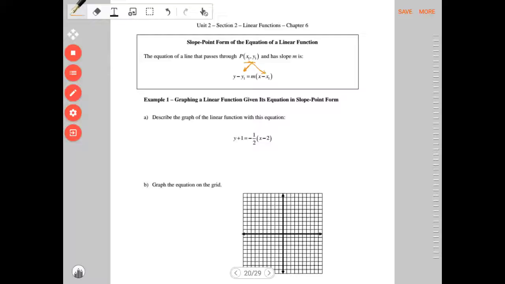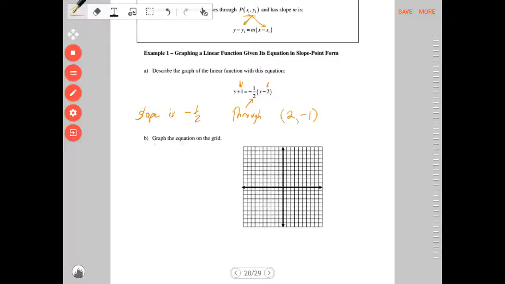So let's practice this a little bit. Example 1, graphing a linear function given its equation in slope point form. Describe the graph of the linear function with this equation. The slope is -1/2. Then this goes through, so what point do we go through here? The x coordinate comes first, so we have to switch the sign on this. So the x is 2. And for the y coordinate, we switch the sign on that, and we get -1. So it has a slope of -0.5 through 2, -1.